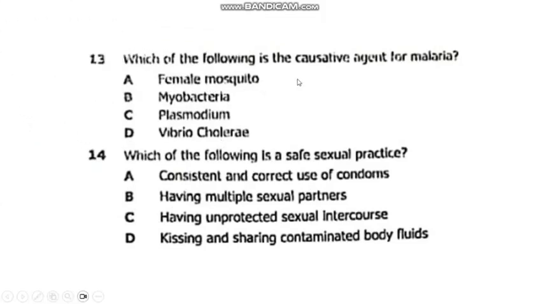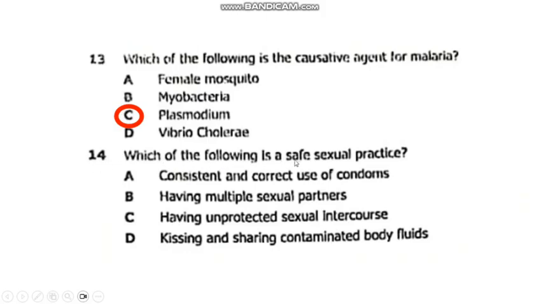Which of the following is the causative agent for malaria? A, female mosquito. B, mycobacteria. C, plasmodium. D, vibrio cholera. So the causative agent for malaria is C, plasmodium. So the correct answer is C. We come to our question 14.